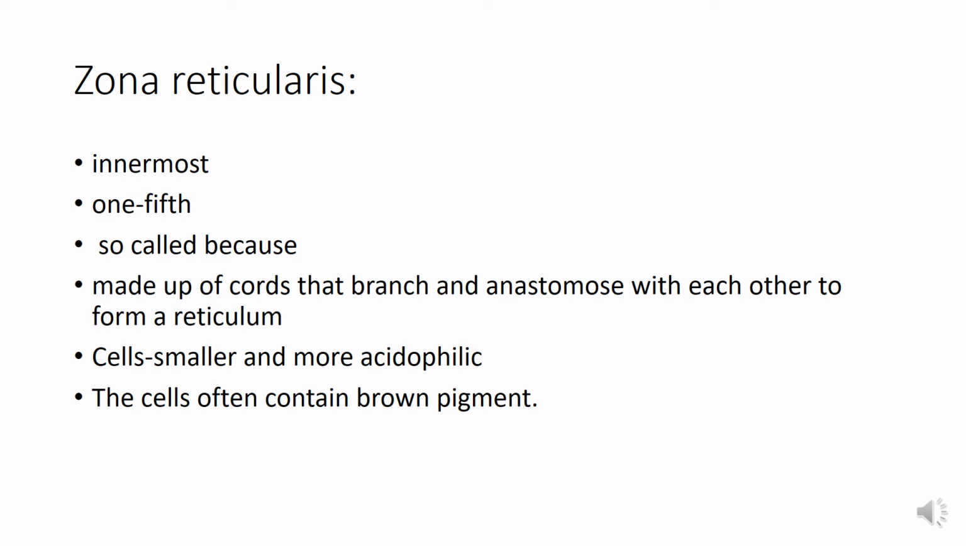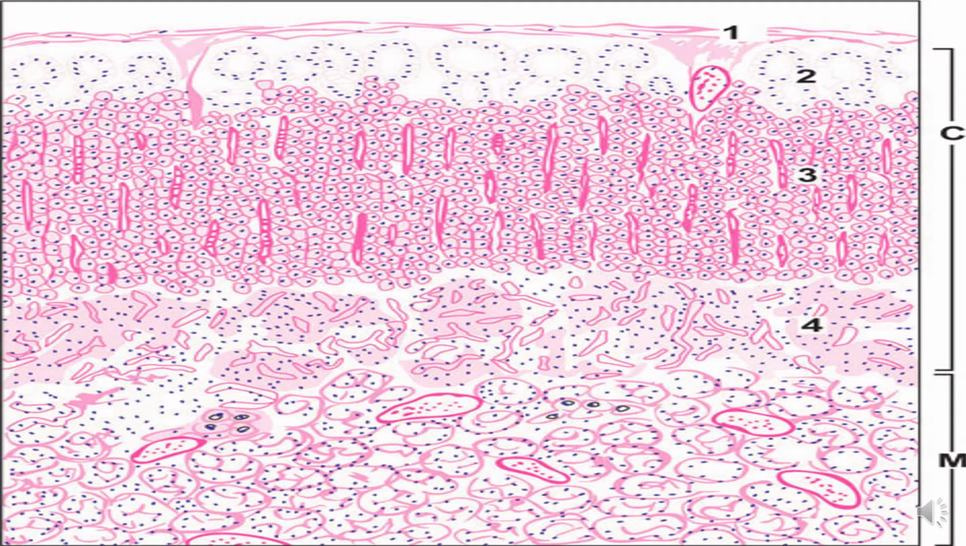Now the zona reticularis is the innermost layer, constituting 1/5 of the thickness. It is called zona reticularis because it forms a reticulum, which is made up of cords that branch and anastomose with each other. Here the cells are smaller, more acidophilic, and often contain brown pigment. So once again, this is the capsule, this is zona glomerulosa, this is the zona fasciculata, and beneath that you have zona reticularis with cells arranged as a reticulum with anastomosing branches.